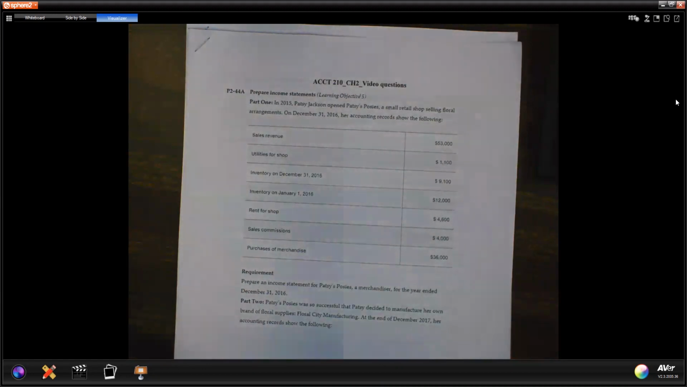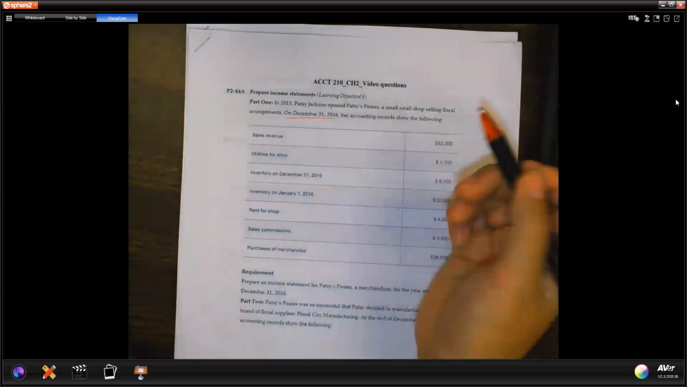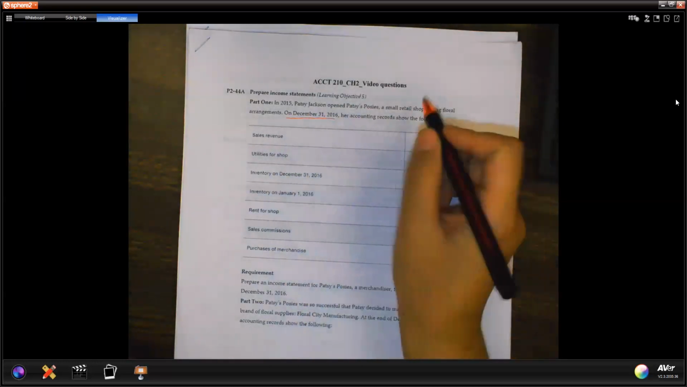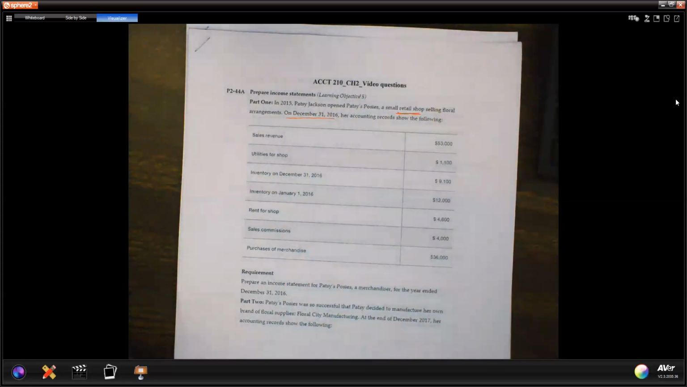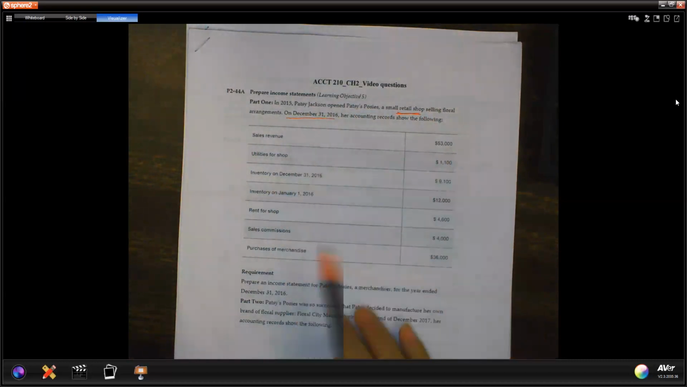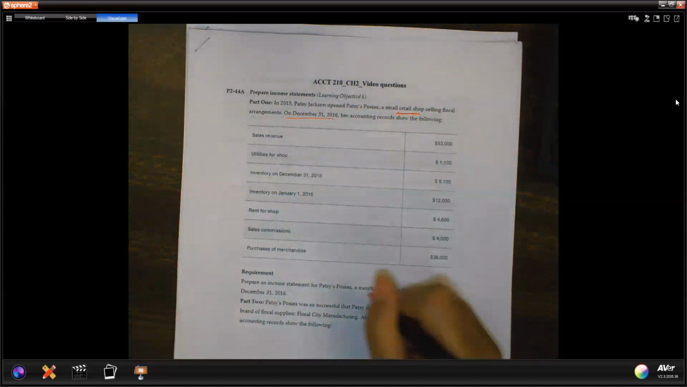So the first question said, on December 31st, there is a company that is the retail shop. So that is merchandising type, right? In chapter 2, we talk about 3 types of firms. And so we have all this data. It said prepare income statement for the company and then a merchandiser.